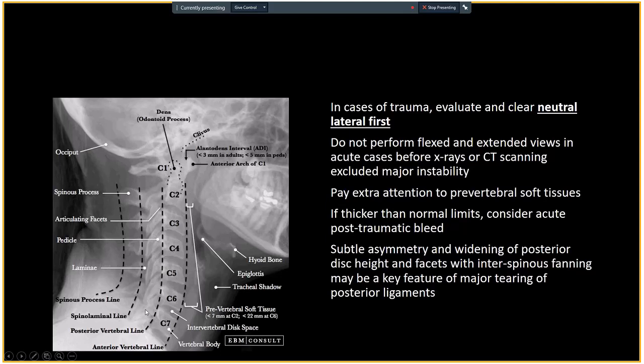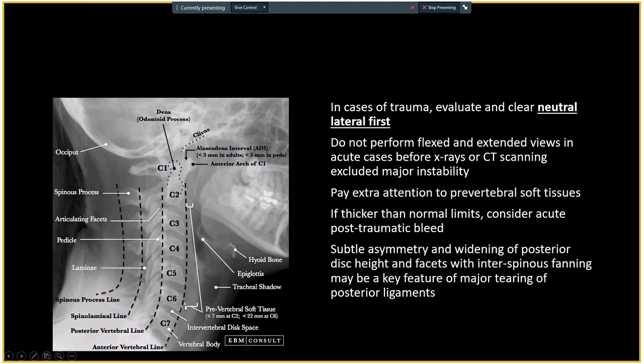Another key feature for you to appreciate is significant disruption of some of the ligaments, annular fibers on the posterior aspect, or the capsular ligaments, or some of the interspinous ligaments or ligamentum flavum, and to see if there's any significant widening of the disc posteriorly. Usually the disc should taper posteriorly, and you don't expect any abnormal widening. In addition, any abnormal fanning or widening of the spinous processes may also represent significant trauma.